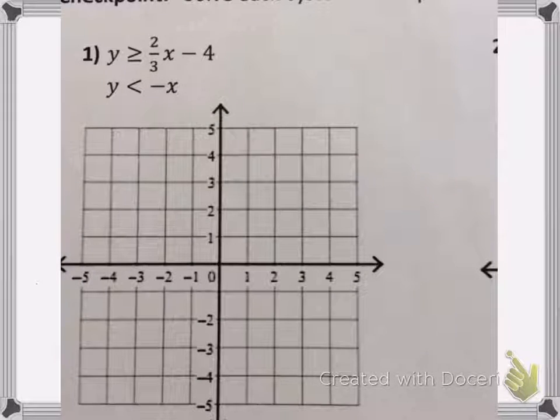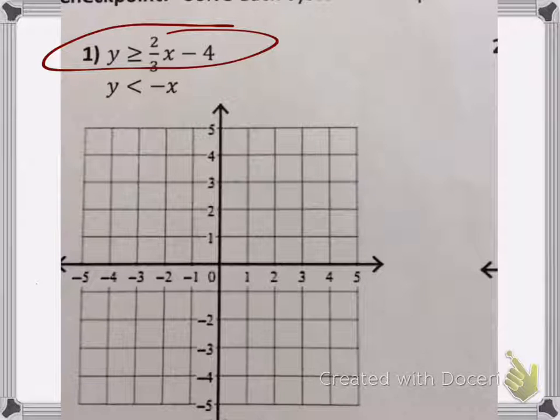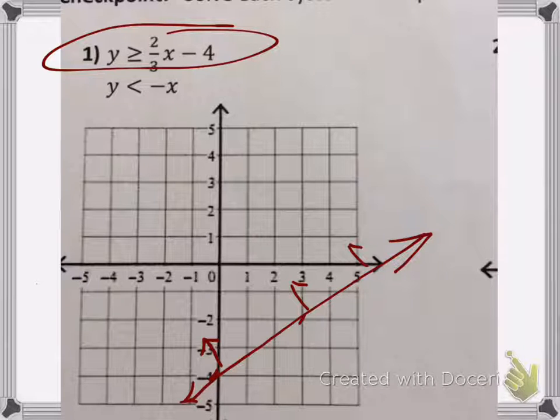All right, this one's ready to graph, so we're just going to get started on it. We're starting down 4. We follow our slope up 2 and over 3. It's a solid line because of the equal to sign. And I'm shading everything above it because it's greater than. So up here.